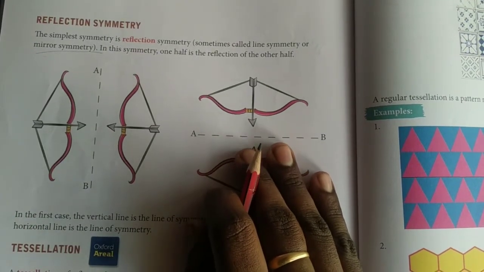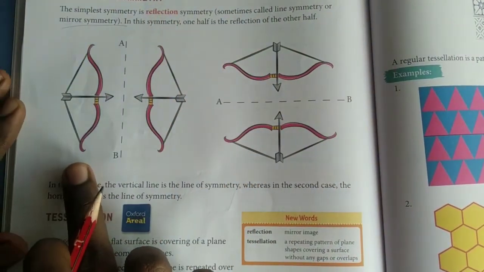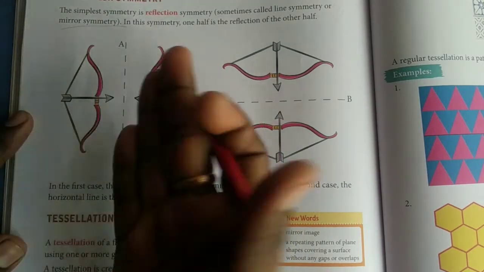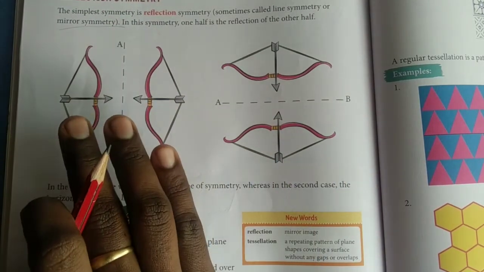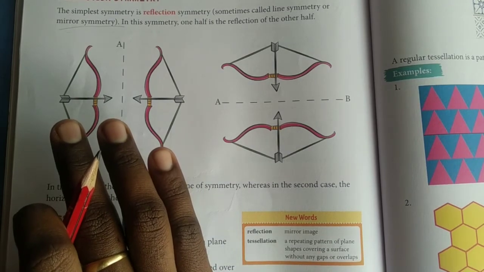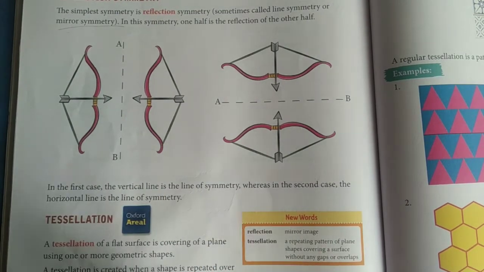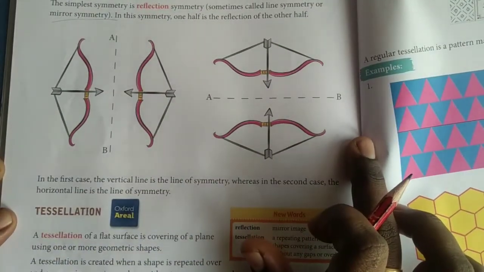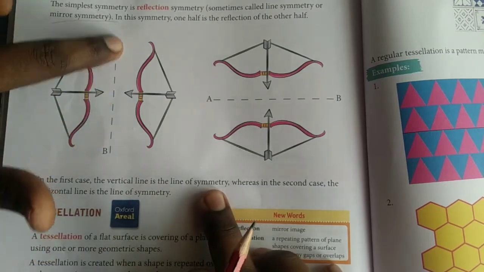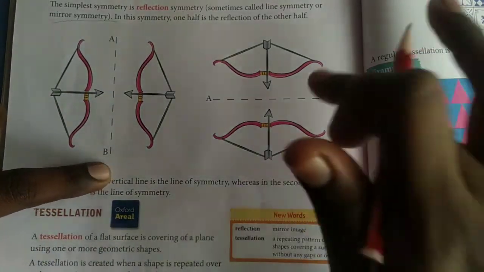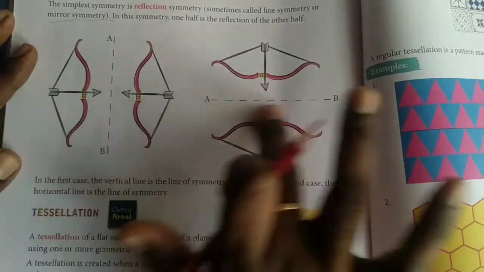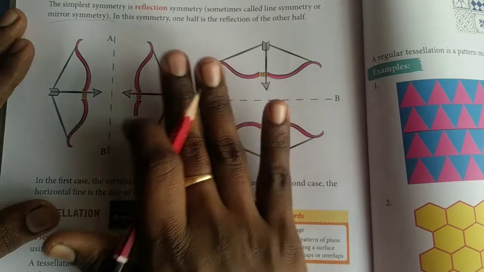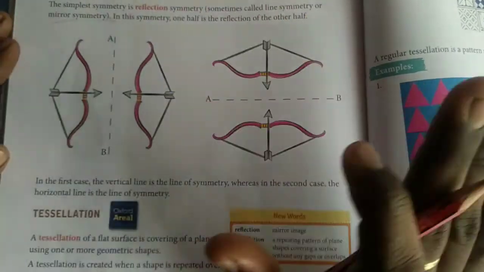See here, I am showing a bow and an arrow in front of it. This is a mirror. The mirror will show just the opposite. Likewise, in this first case, a vertical line is the line of symmetry. In the second case, the horizontal line is the line of symmetry. Reflection symmetry means you just imagine a mirror image. Next one is tessellation.